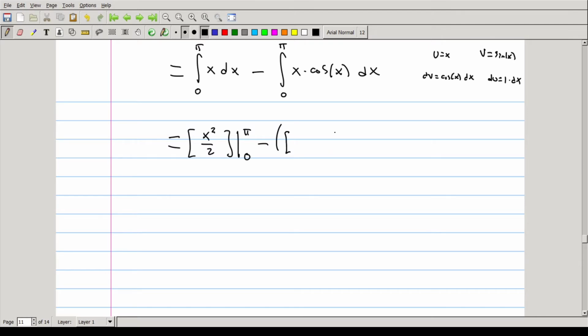From the integration by parts formula, this will be u times v, which is x times sine of x, evaluated from pi to 0, minus the integral of v du from 0 to pi, which is just going to be the integral of sine of x dx. This is the v du term in the integration by parts formula. Remember this from your Calculus 2 class.